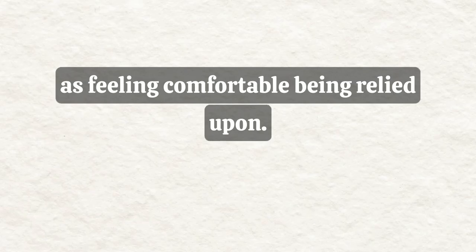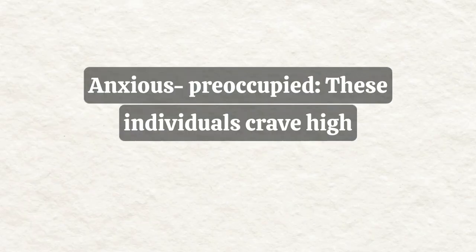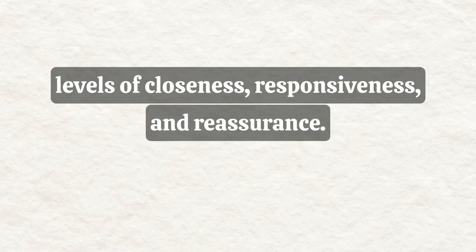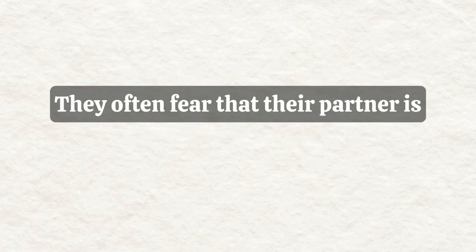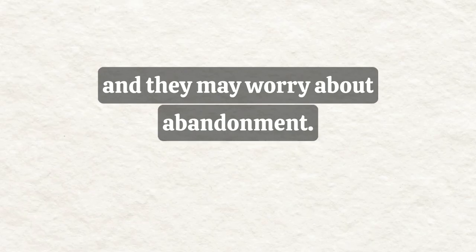Secure. People with a secure attachment style are comfortable with intimacy and relying on others, as well as feeling comfortable being relied upon. They trust their relationships and generally don't fear abandonment or getting too close to their romantic partner. Anxious, preoccupied. These individuals crave high levels of closeness, responsiveness, and reassurance.